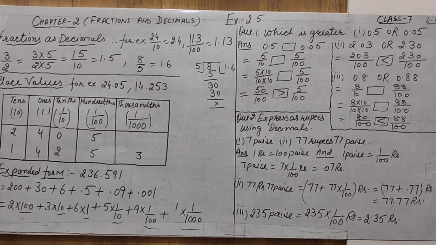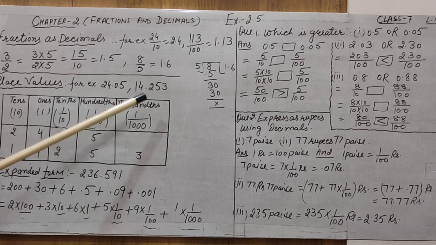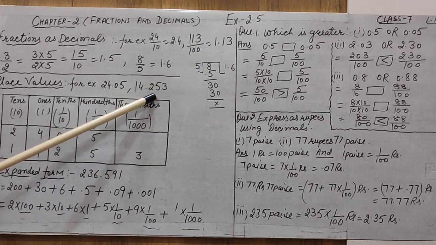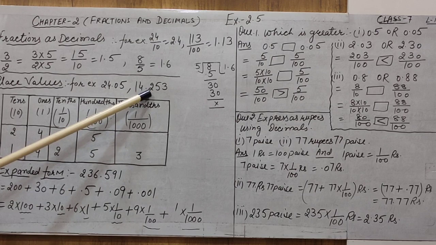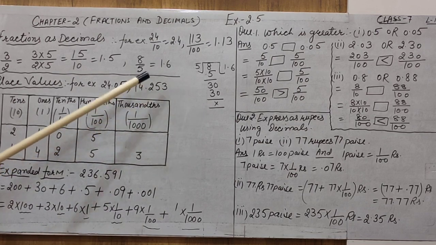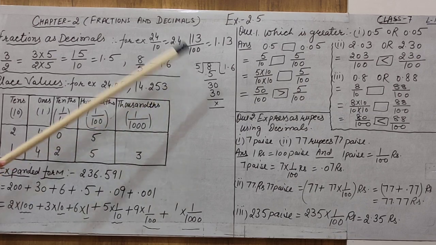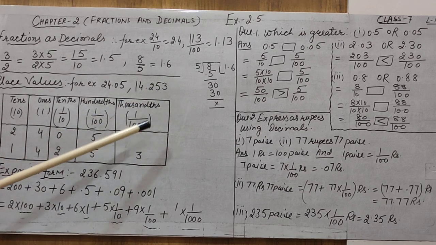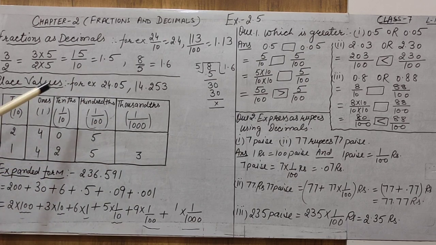Next, 14.253. How can we write this number? 1 is at the tens place, 4 is at the ones place. These are the complete whole numbers. Next, after the decimal, 2 is at the tenths place. When we move further right from the decimal, the place values increase: tenths, hundredths, thousandths and so on. So 2 is at the tenths place, 5 is at the hundredths place and 3 is at the thousandths place. So this is the method of writing a decimal number in the place value table.